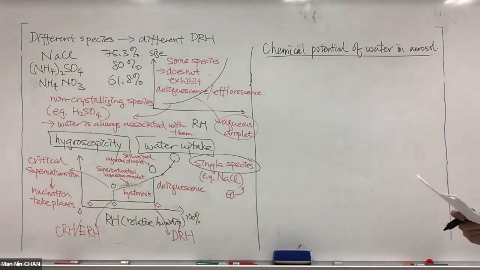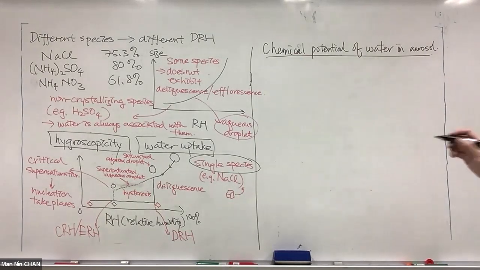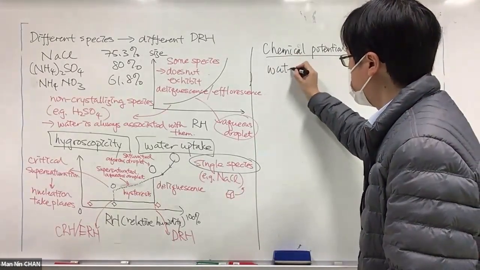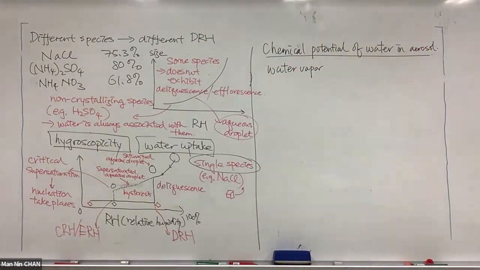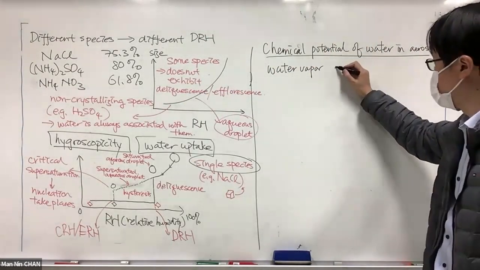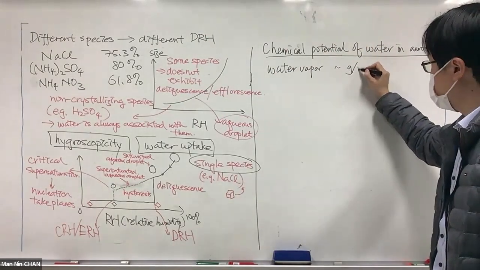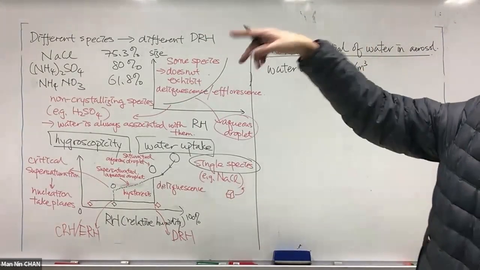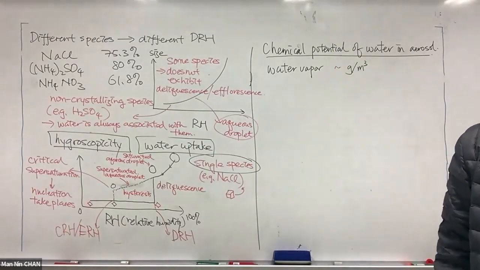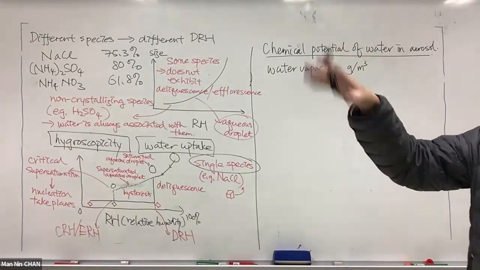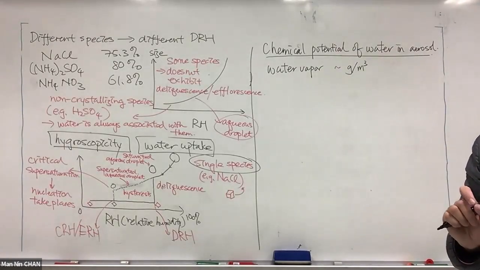First, we want to look at the water. Now you know that in the atmosphere, some water will be in the gas phase, right? So therefore, you will have some water vapor. This is the amount of water present in the gas phase. Under typical conditions, you are talking about maybe grams per cubic meter. That means in 1 cubic meter of air, you will have grams of water vapor. Of course, this will change depending on your relative humidity.